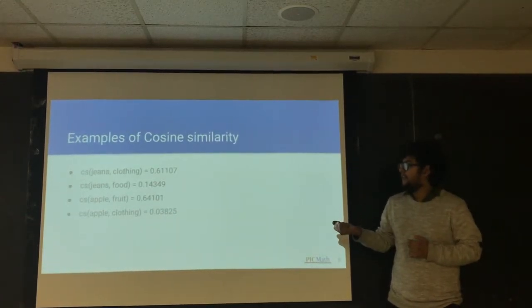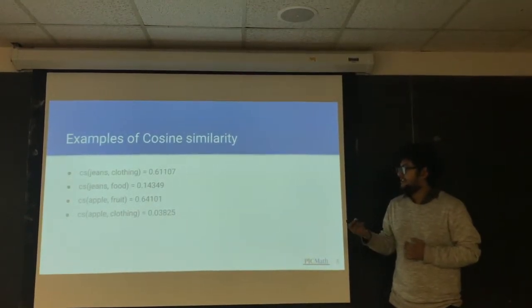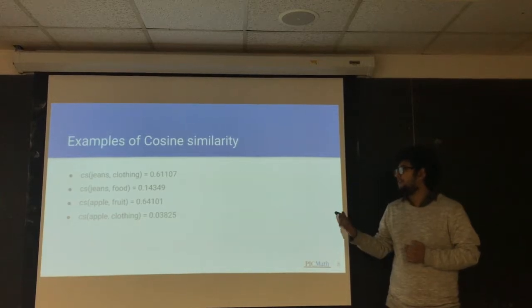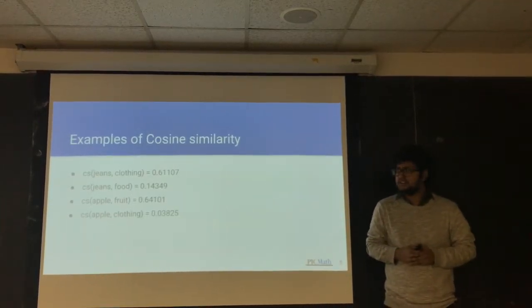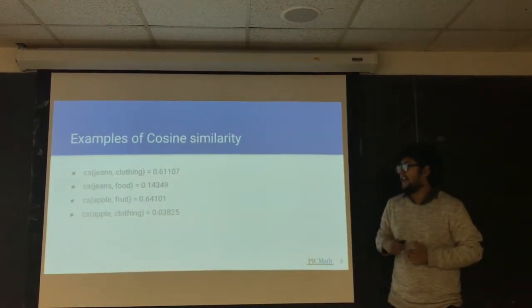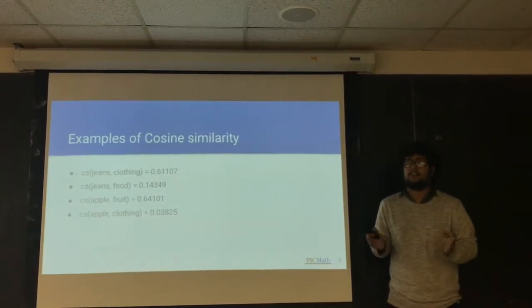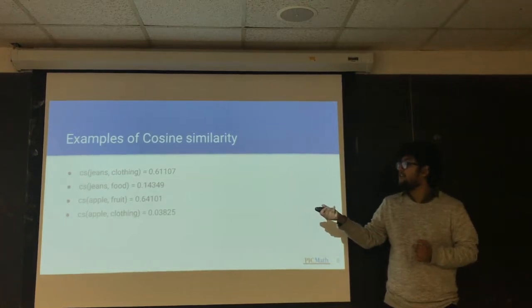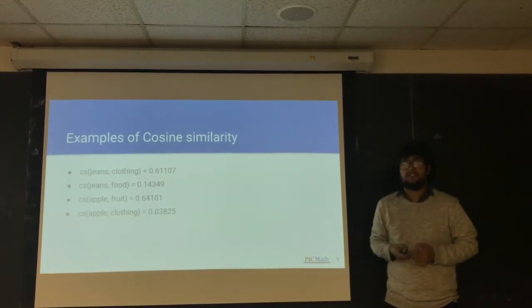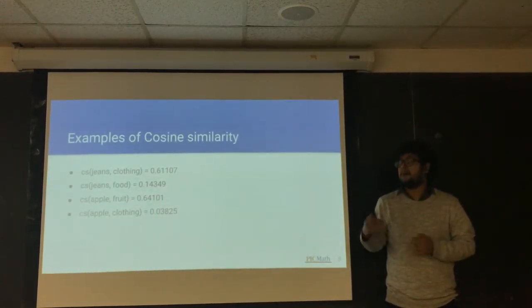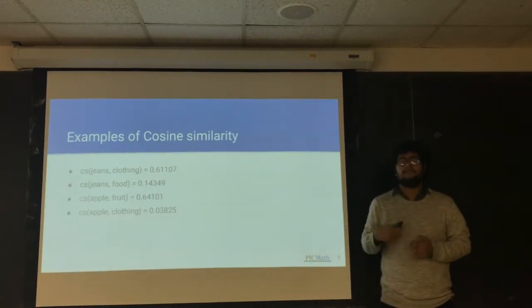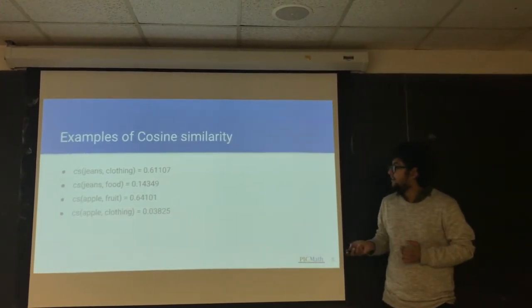For example, from the model that we are using, if you look at some of the cosine similarity values for different words, you can see that jeans and clothing have a cosine similarity of 0.61 because their word vectors are closer together, compared to words like jeans and food, which are not related to each other, which probably explains why their cosine similarity values are less.